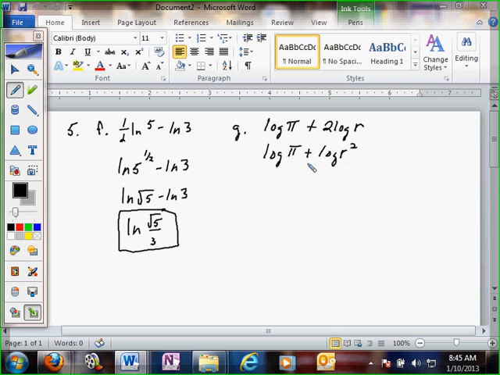And I can condense addition with multiplication. So I have log base 10 of pi r squared, which is also the formula for area of a circle. That's my answer, condensed. Completely simplified.